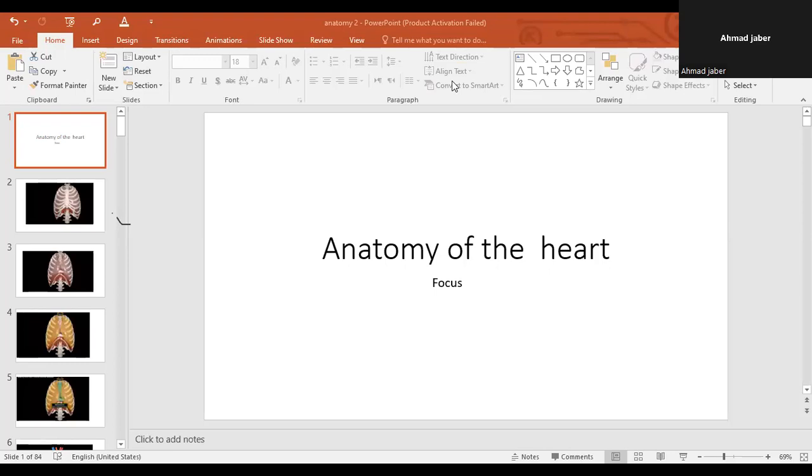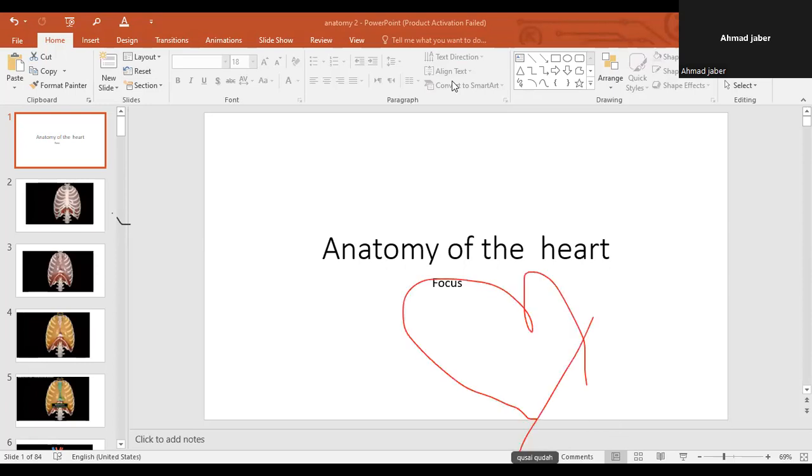Okay, so let's start. Today we'll talk about the first lecture in anatomy. Anatomy will tell you about the structure and the function, and sometimes it'll tell you the location. We will start with the anatomy of the heart, and we will then talk about the layers.